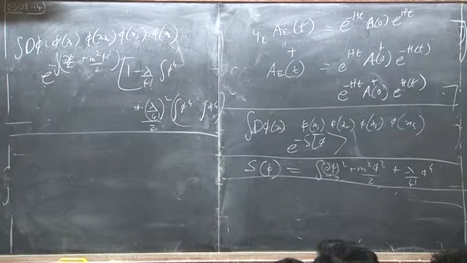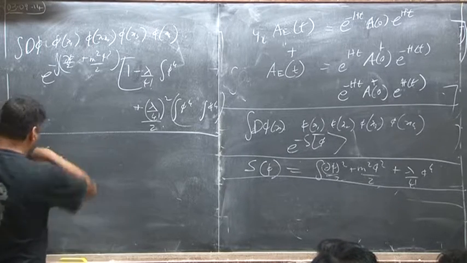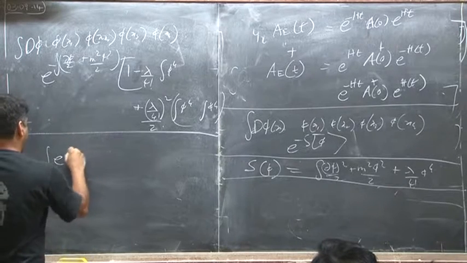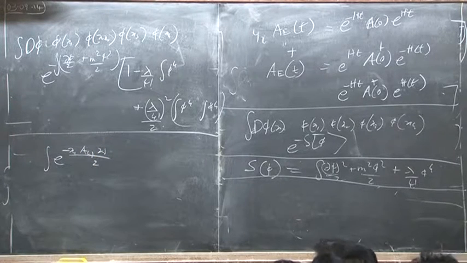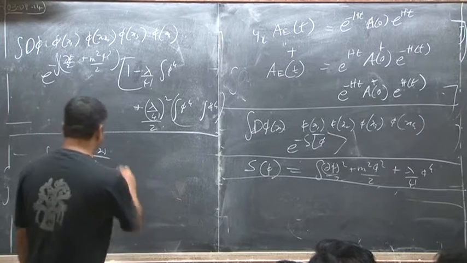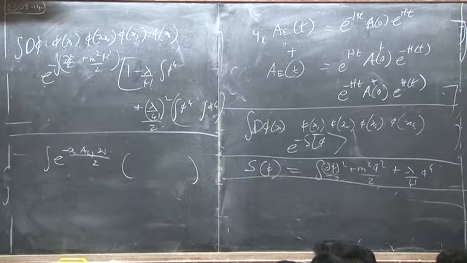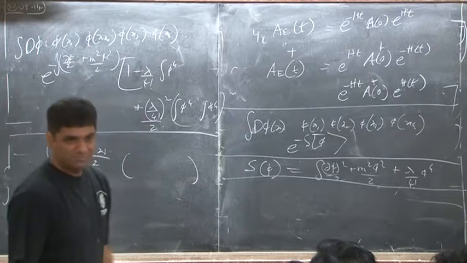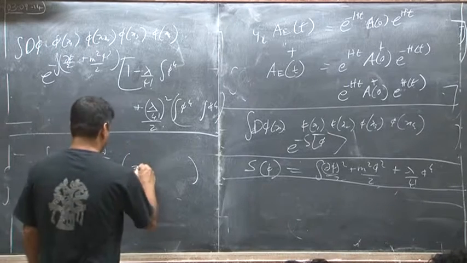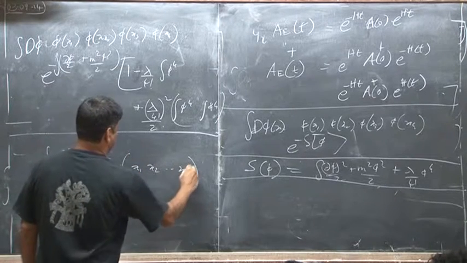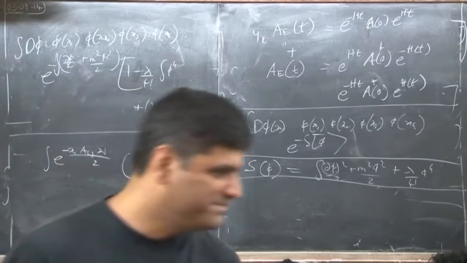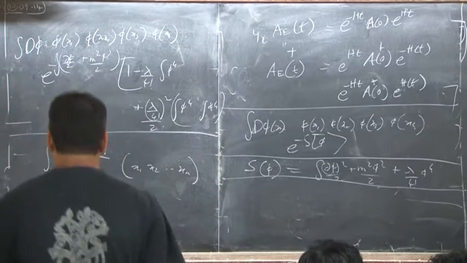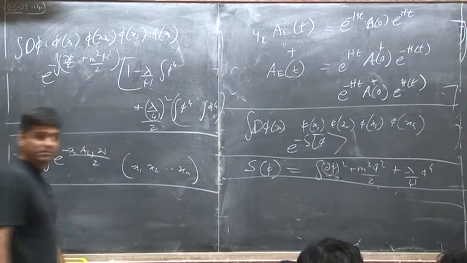And for this, suppose you've got a Gaussian integral. It's e to the power minus xi aij xj by 2, with some number of insertions of x's downstairs. Okay. So, x1, x2, up to xn. These need to be distinct. The theorem says the following.